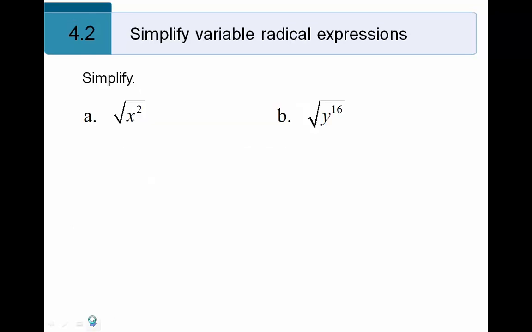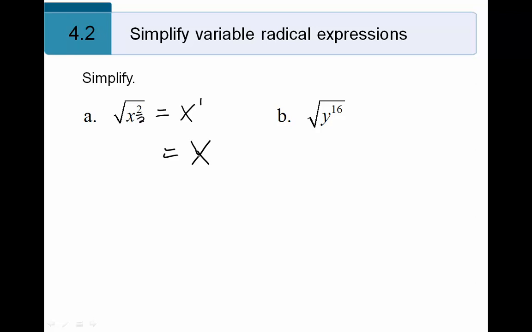All right, so let's practice some of these. To take the square root of x squared, once again, divide the exponent by 2. 2 divided by 2 is 1, so we get x to the first, and we remove the radical. But we're not going to write that as x to the first. We're just going to write it as x.